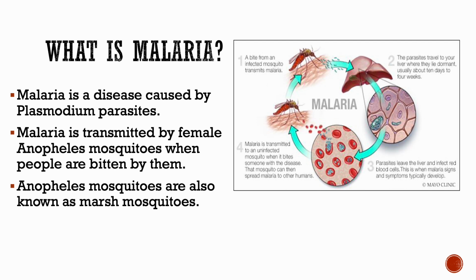And number 4, the final stage, is how the malaria is transmitted to an uninfected mosquito when it bites someone with the disease. The mosquito can then spread malaria to other humans.